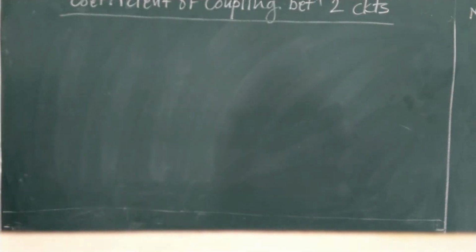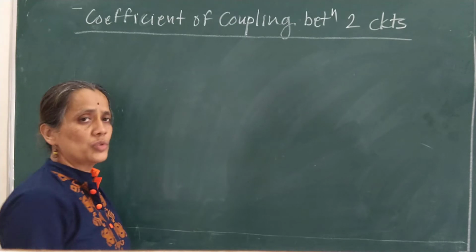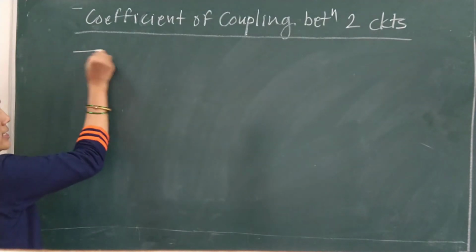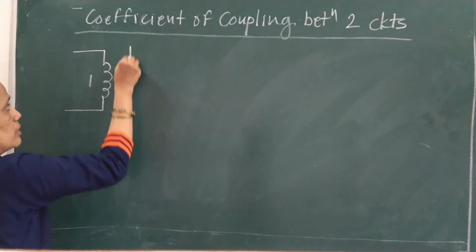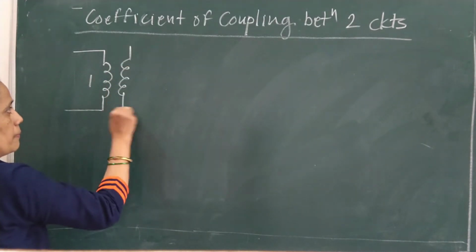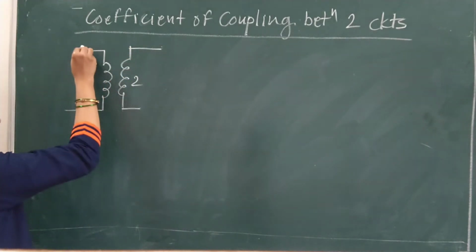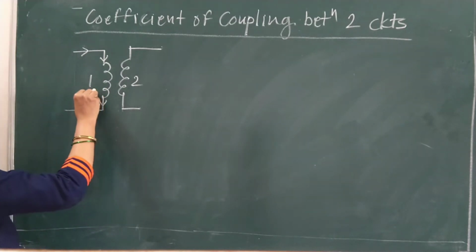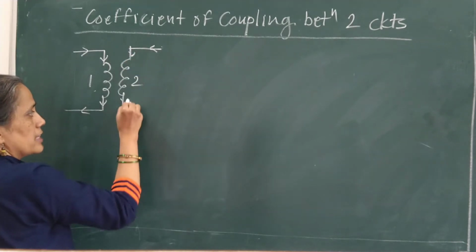Okay, now our next topic is the coefficient of coupling between two circuits. Between two circuits means what? Two coils. Let's consider this is one coil and here will be the second coil. Whenever there is a change in magnetic flux in the first coil, then an EMF will get induced in the second coil.